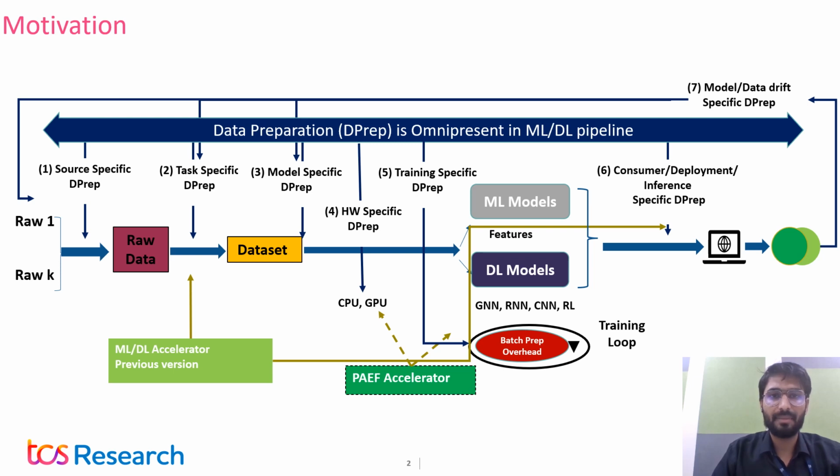An ML/DL pipeline spends most of the time in data preparation, as shown in this figure. There are several steps of data preparation in the ML/DL pipeline, starting from source-specific to training-specific data processing. The training-specific data preparation consists of task- and model-specific components. During training, it can be a major bottleneck which developers sometimes ignore. We will explain this with an example in the next slide.